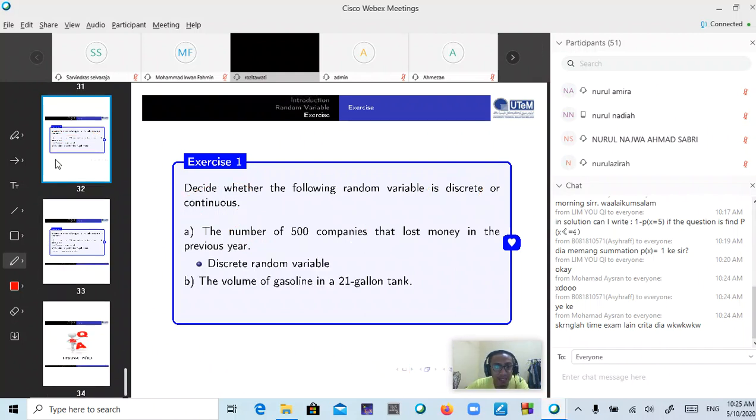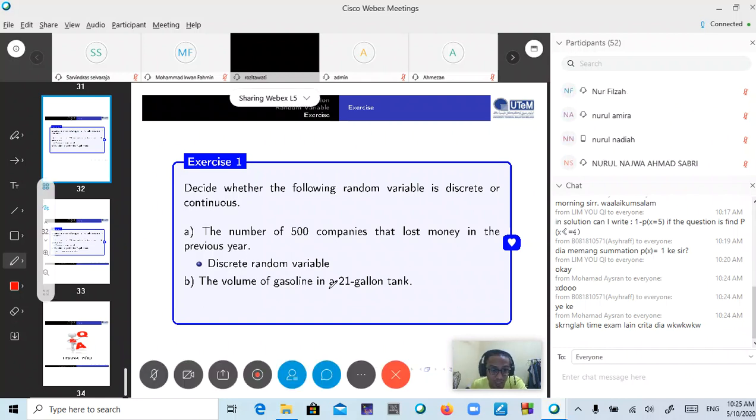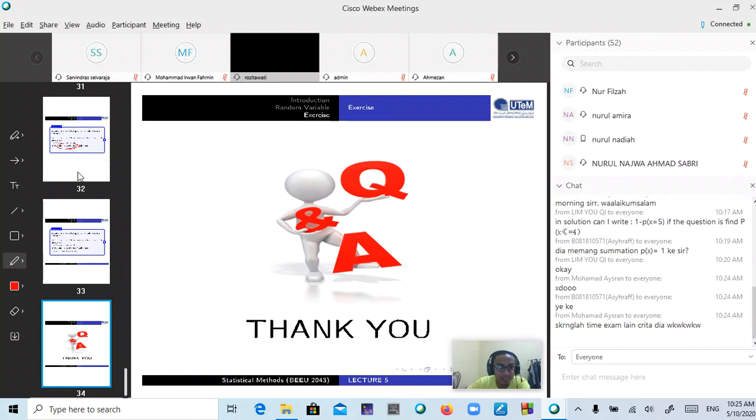Okay, and then the volume of gasoline in a 21 gallon tank. Okay, so this one is continuous because you cannot find the exact value for the gasoline. Okay, volume. So this one is continuous. Okay, thank you.